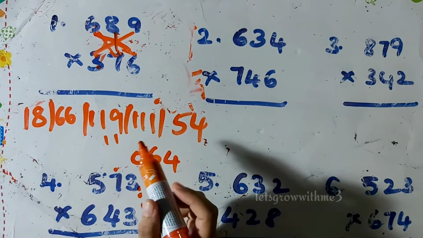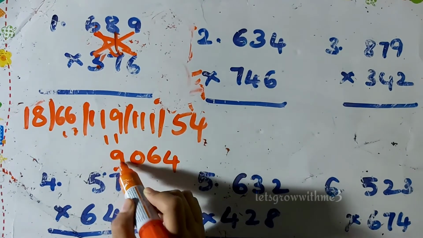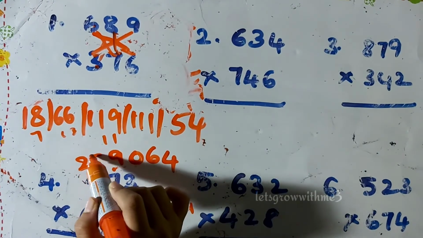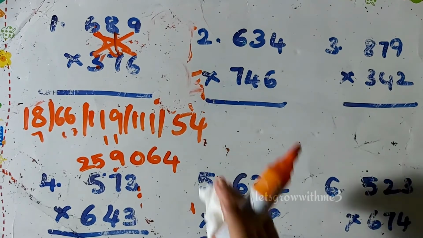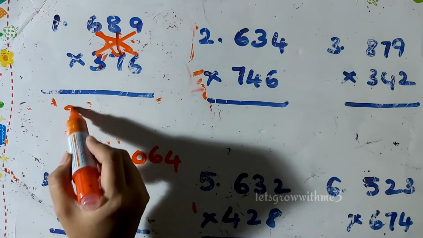Then we write down 0 here, and 13 we add over here, so it is 79. Again you write down 9 here, and 7 here. 18 plus 7 is 25. So write down your answer over here: 259,064.